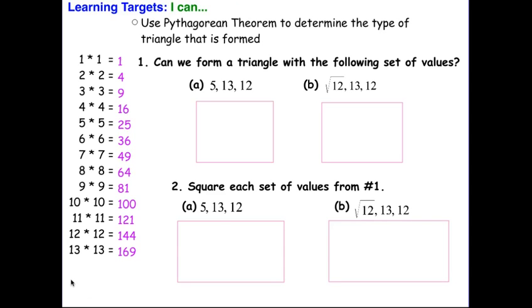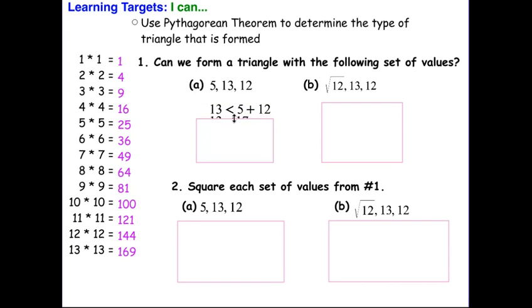Hello, geometry students. Today we're going to be talking about the Pythagorean theorem to determine the type of triangle that is formed. In another video, we talked about the triangle inequality theorem to figure out if any three values would make a triangle. So let's take a look for review whether these values make a triangle.